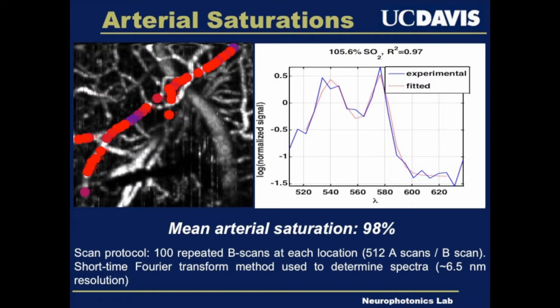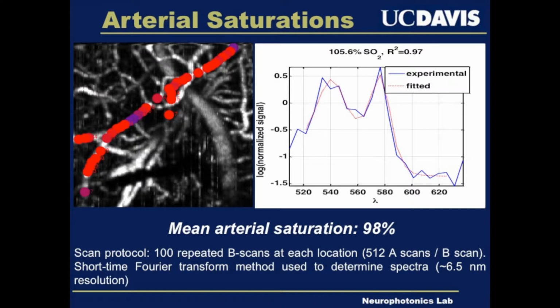And so we can go point by point, selecting different positions. In this case, it's an artery. And we build up all of these experimental absorption curves, and we can fit to these absorption curves using the oxygenated and deoxygenated curves that I showed earlier. And depending on how strong each component of the oxygenated or deoxygenated hemoglobin is in the fitting, we can quantify how much oxygen saturation is in the blood.